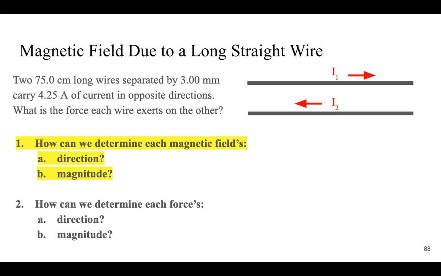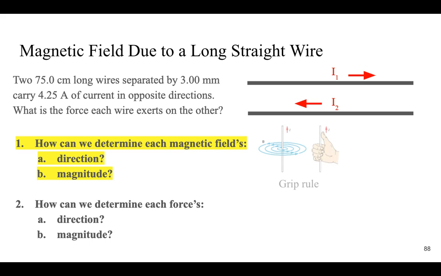So here we go. We've got 2 wires. This time the current is going in opposite directions. We know the lengths of these wires, we know their separation, and we know the current. So we're going to try to figure out what is the force that each wire is exerting on the other one. First we've got to figure out the magnetic fields caused by each of the wires. We need to figure out their directions and their magnitudes. So think about the directions. How are we going to figure out the direction of the magnetic fields?